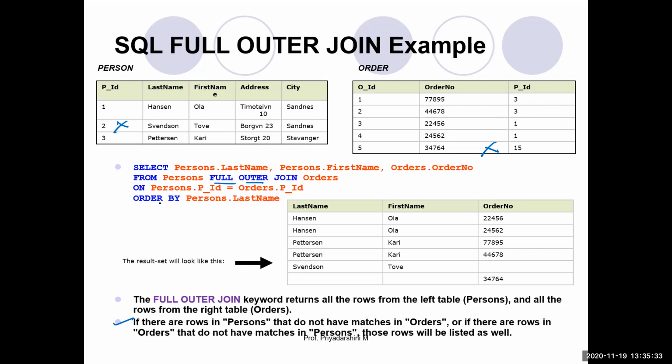So what attribute am I displaying from the left side? Last name and first name. That is, only these two details will be written. The third column is null because I don't have a connection with the order table. In the same way, order 34764 is extra data, which is there, but it doesn't have a connection. So it displays a null value. So that's about a full outer join.